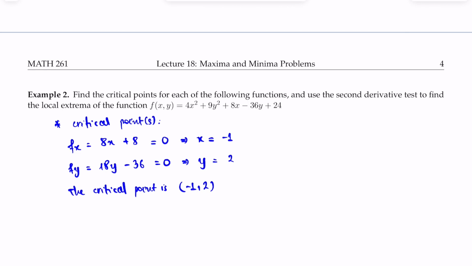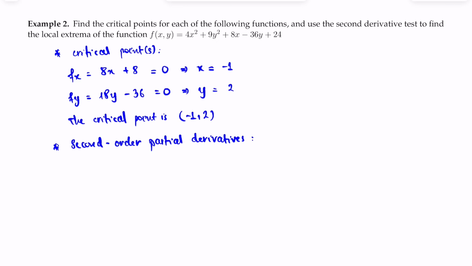And eventually we need to use the second derivative test to find the local minimum and local maximum. To get the discriminant, we need the second order partial derivatives. So you need f sub xx, the second order partial derivative of the function with respect to x. You get 8. You do f sub yy, the second order partial derivative with respect to y. You have 18. And f sub xy, which is the mixed partial derivative of the function.